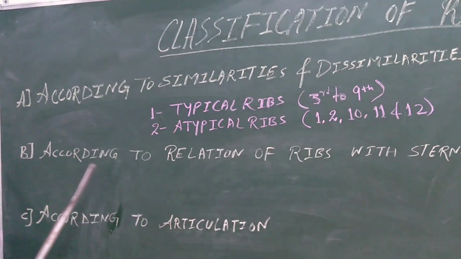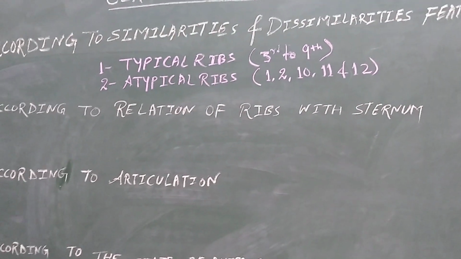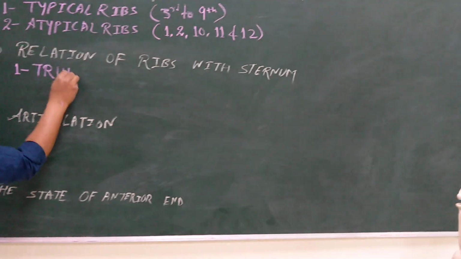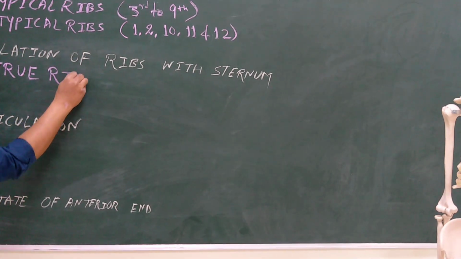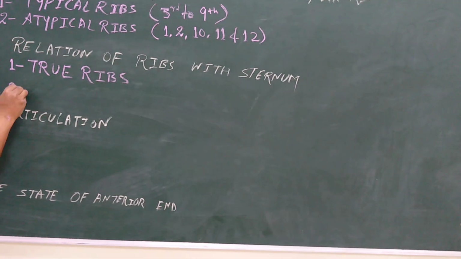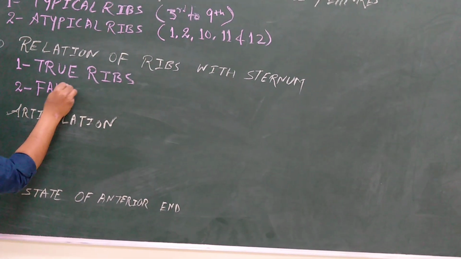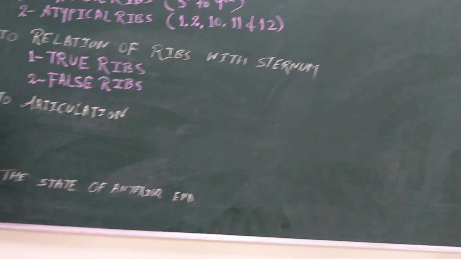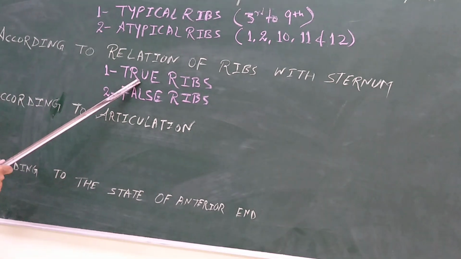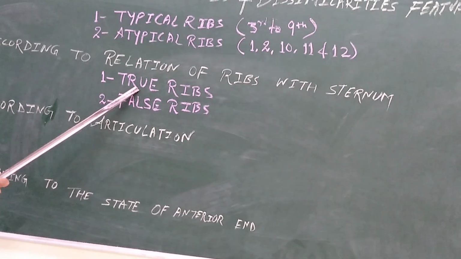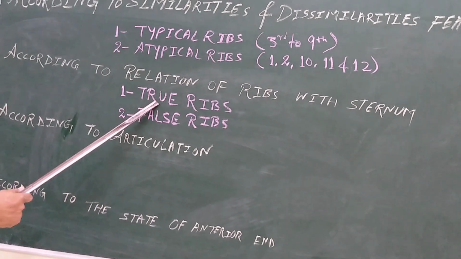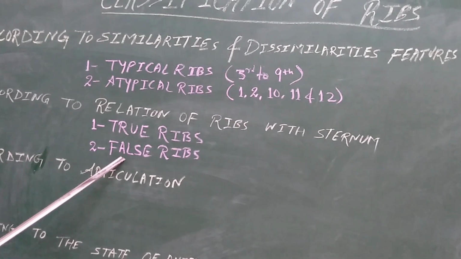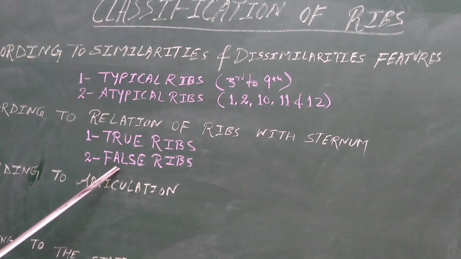Now, according to the relation of the ribs with the sternum, these are of two types. True ribs, and second one is the false ribs. The true ribs are those ribs which articulate with the sternum anteriorly, and false ribs are those ribs which are not connected to the sternum anteriorly.